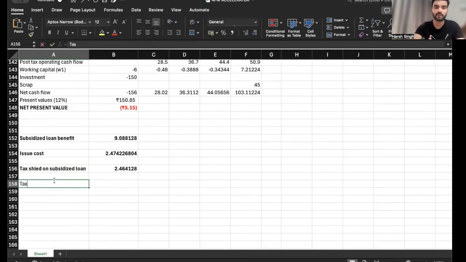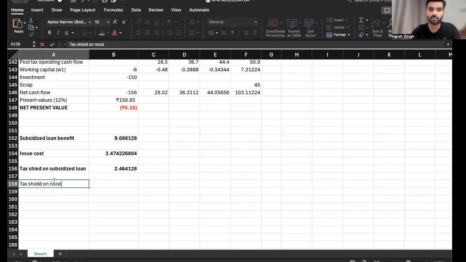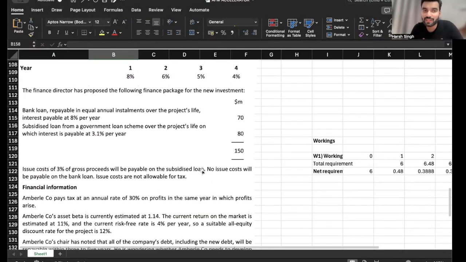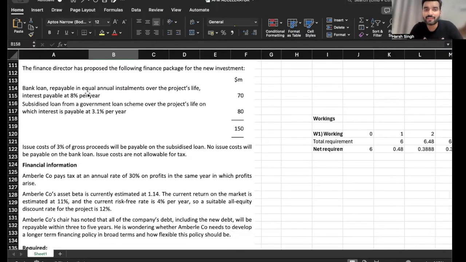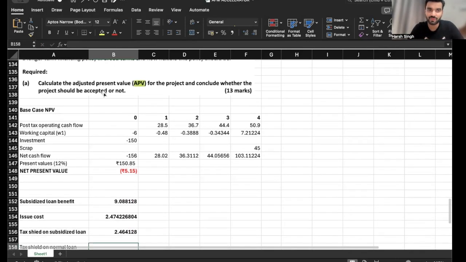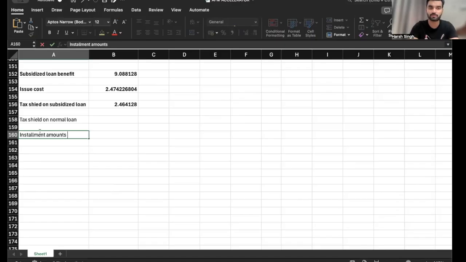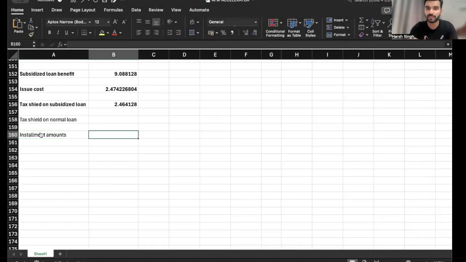Now we have to calculate tax shield on normal loan. Now, if you notice, there is one issue with the normal loan. On the normal loan we don't have the interest rate that we are supposed to pay. Guys, if you notice, we cannot find out the interest rate. You might say, sir, we can pay 8%, that is fine. But the point that there will be equal annual installments, that will change the game. So first of all, over here, what we have to do, we have to find out installment amounts. Correct?